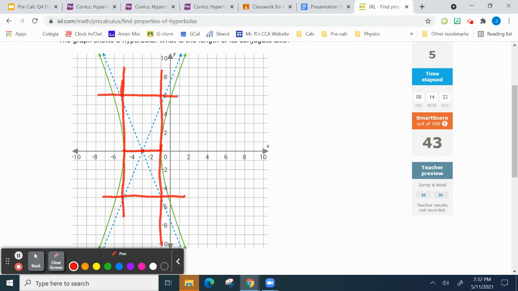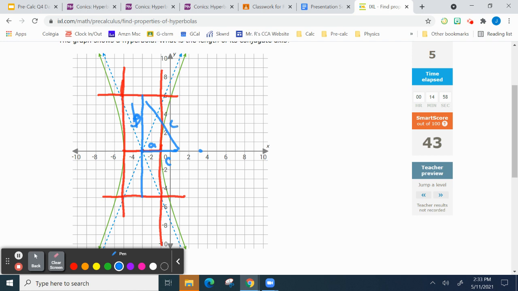The transverse axis and the conjugate axis. It's asking for the conjugate axis, right? So that's what we had to find, is this piece right there. So that's going to be your A, that's going to be your B, that's going to be your C, which also happens to match that. That focus is going to be way out here somewhere. So that's a B, that's a C.